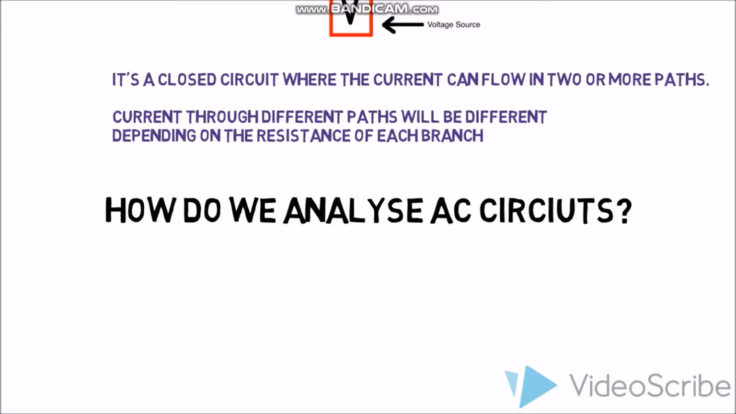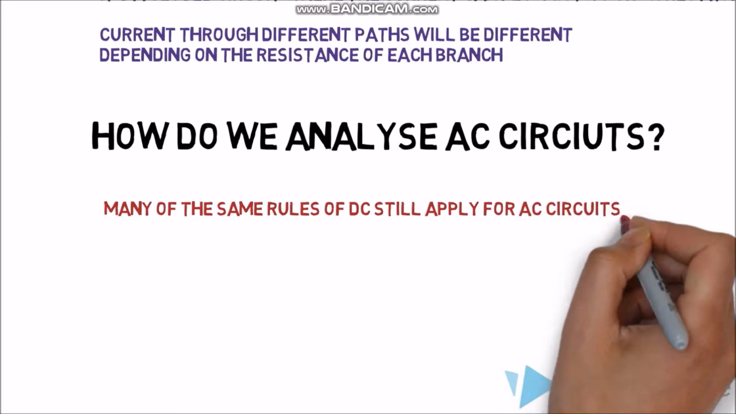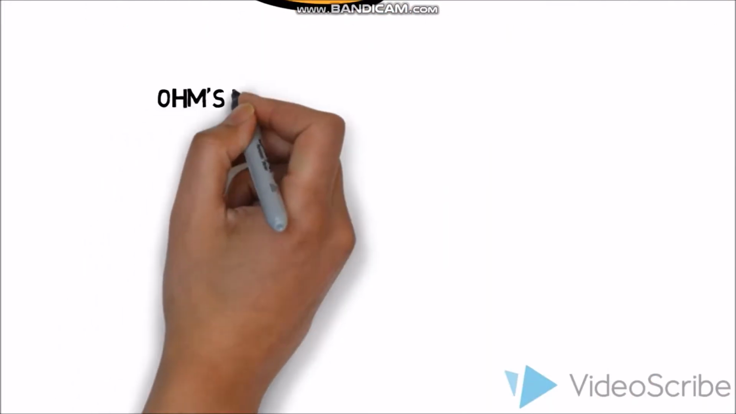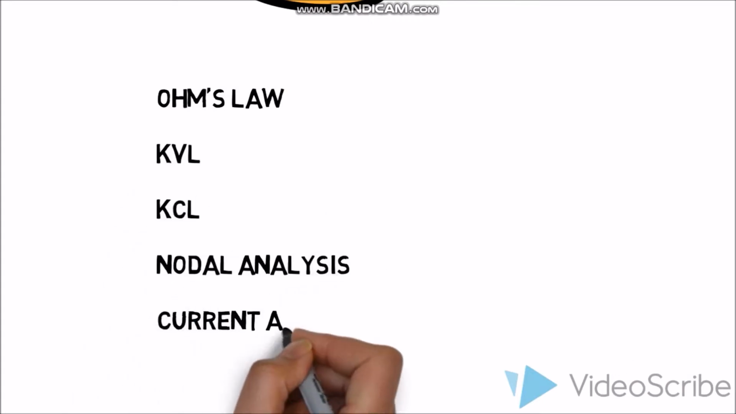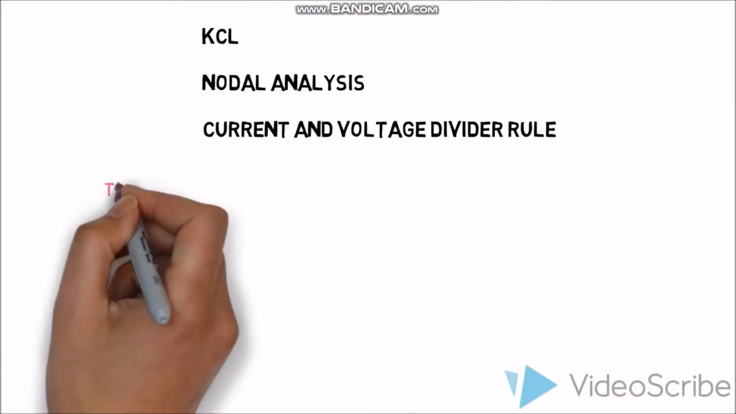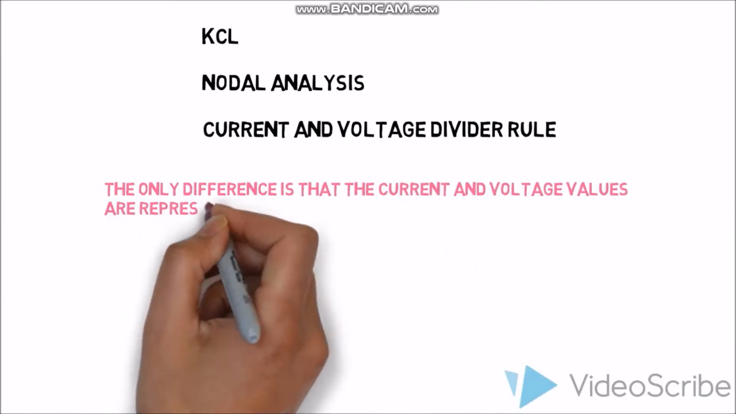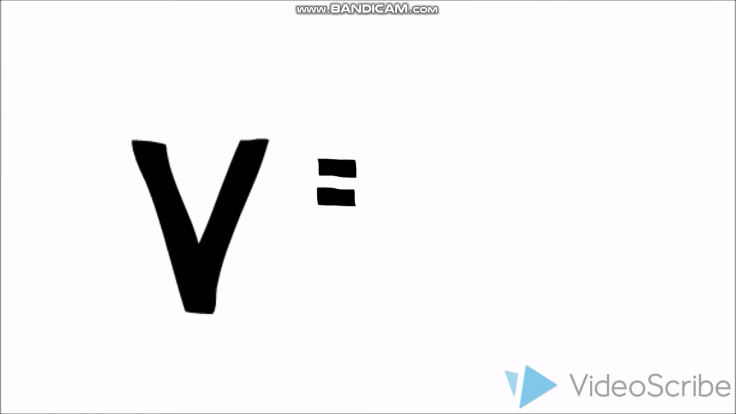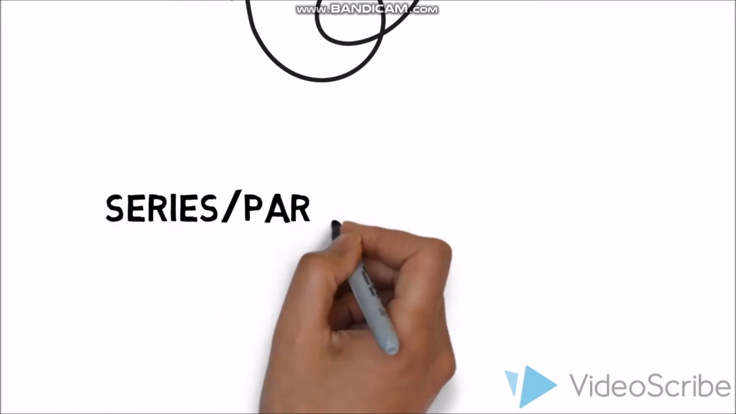So how do we analyze AC circuits? Many of the same rules of DC still apply for AC circuits as well, which is really good because now we don't have to remember a total of different formulas. Ohm's law, KVL, KCL, nodal analysis, and current and voltage divider rules can still be applied for AC. The only difference is that the current and voltage values are now represented in the form of vectors because they are changing with time. V equals IR, now the R is replaced with impedance.